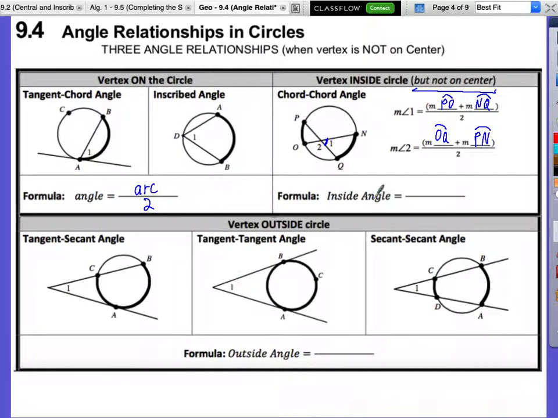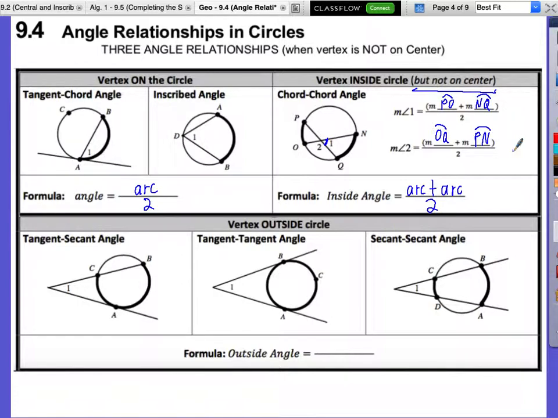Oh, thank you. Excuse me. I need to correct the formula for the inside angle. So this would be arc plus arc divided by 2. Because it was its intercepted arc plus the vertical angle's intercepted arc, divided by 2. They add together. Thank you for pointing that out. Appreciate that.